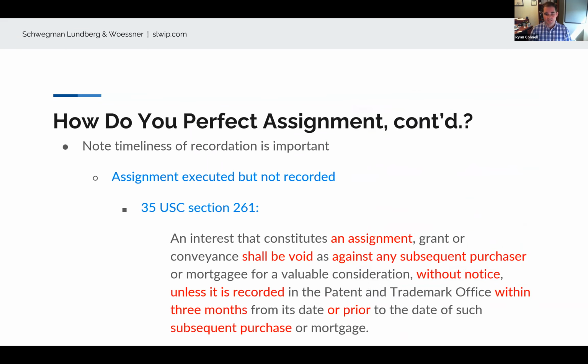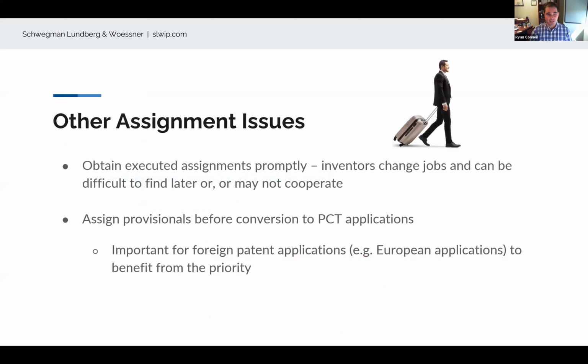Perfecting the assignment, again, it's pretty important. And it's even more important to do it timely. I try to get these things recorded same day as they're executed, and at a maximum like the day after. The reason being that if you don't record it soon enough, if somebody else records an interest against that before you, your claim to ownership can be impacted quite negatively. So the take home about assignments is don't just execute them, make sure you get those things recorded as soon as possible.